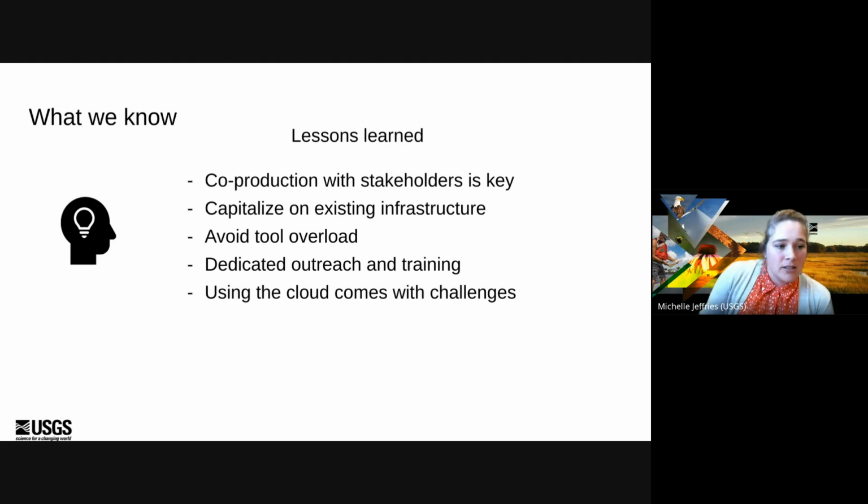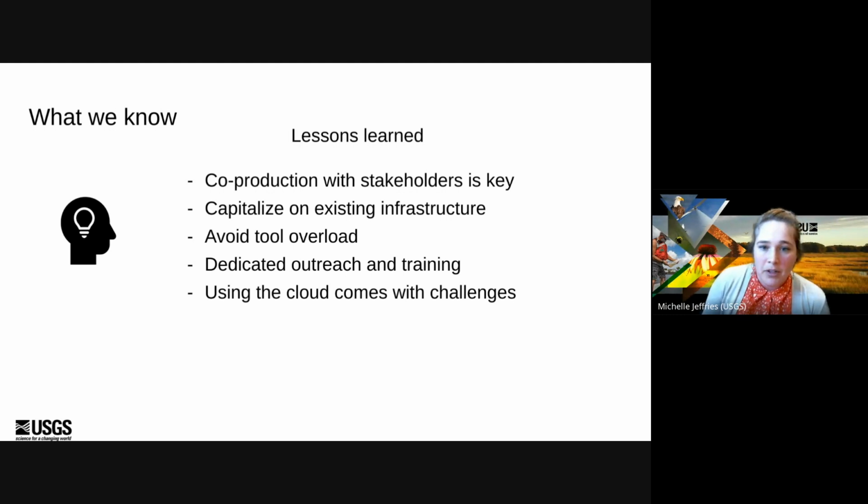So what we know, lessons learned: this tool has been very successful with the BLM, and that's largely because we co-produced it with them and we've had them at the table the entire time. We have capitalized on a lot of existing infrastructure, tying into publicly available data sources and not recreating the wheel, trying to connect via API everywhere we can. This also helps to avoid tool overload.